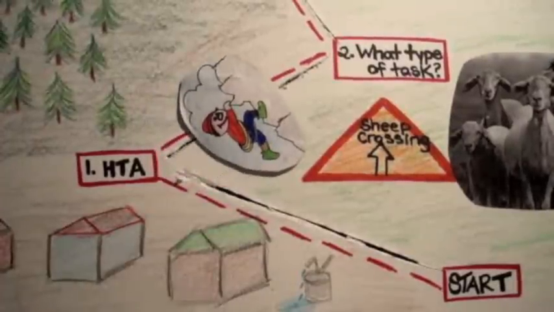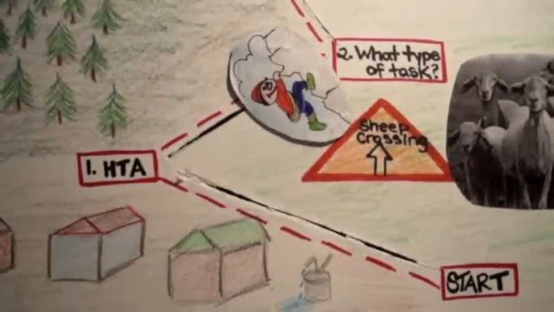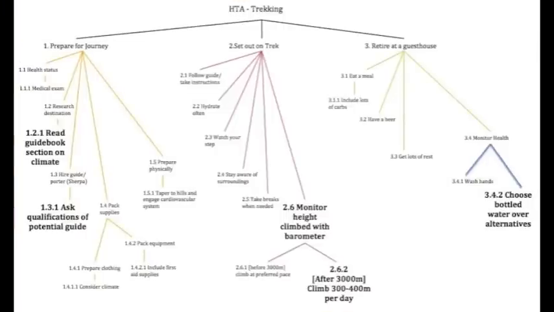Step 2, identify types of tasks. Next, the analyst will assign each task identified in the HTA to one of 5 categories. The categories being action, retrieval, check, selection, and information communication. An action is a task like pressing a button or pulling a switch. In terms of mountain climbing, it could include step 2.6.2. After 3,000 meters, climb 300 to 400 meters per day. Climbing is an action in this case.